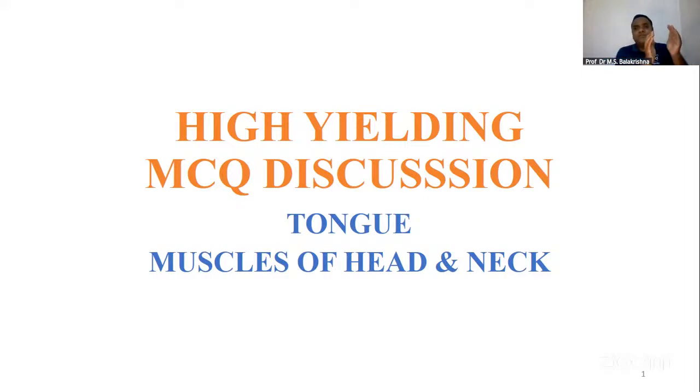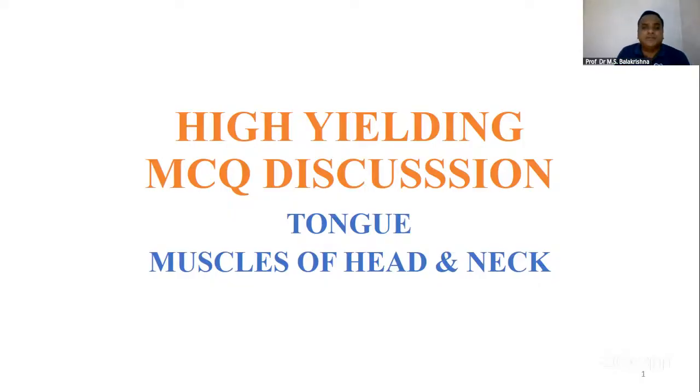The first word, for example, hyoglossus. So hyo plus glossus. Hyo means the origin, glosso means the insertion. So the name is dissected into 2 parts. So that is how we'll be discussing.